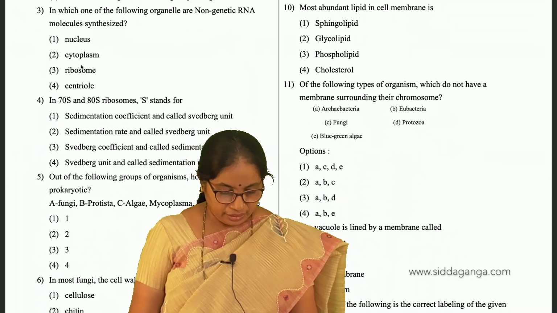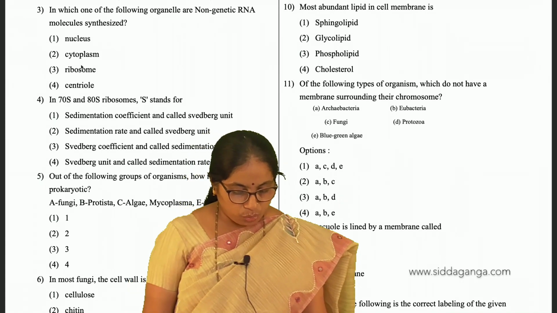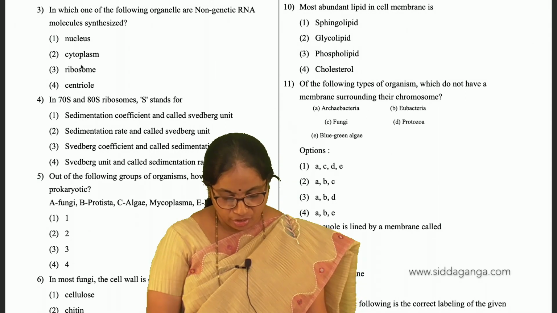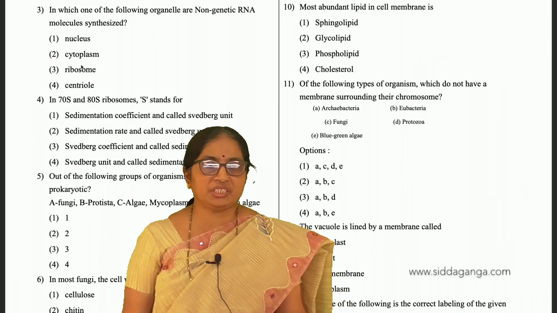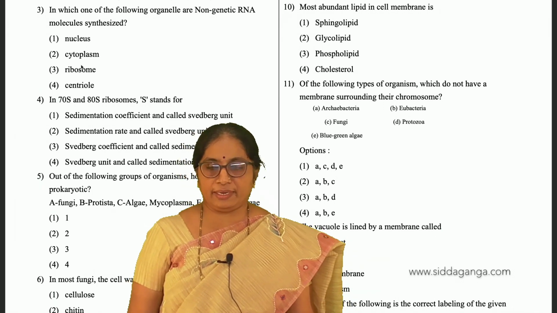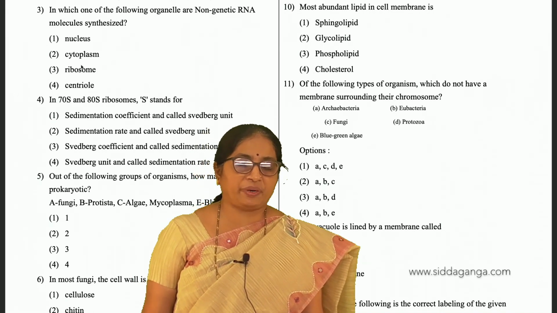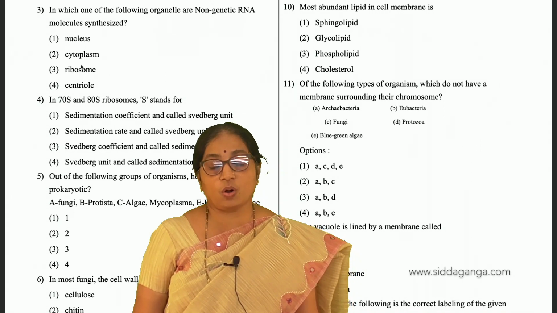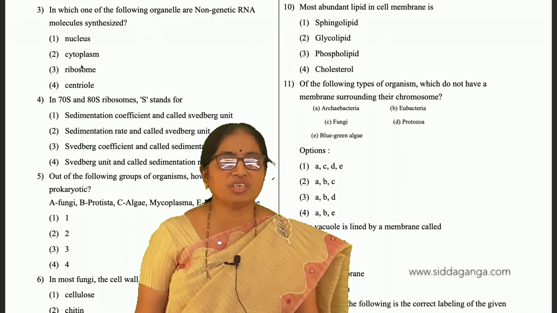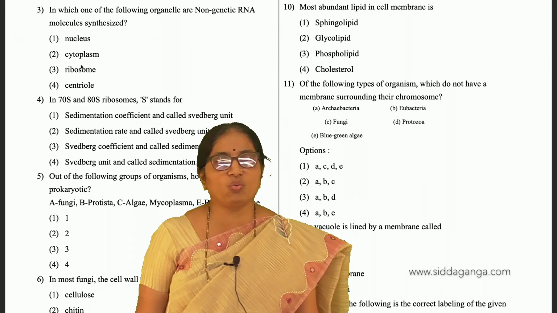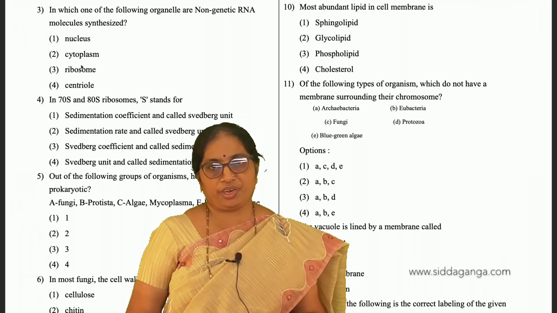To start with, the first question to be discussed: in which one of the following organelles are non-genetic RNA molecules synthesized? So the question is, in which of the following organelles? We know what organelles are. The various parts present inside the cell are called organelles. I hope everybody knows what RNA is. RNA is a nucleic acid. DNA and RNA are two important nucleic acids.